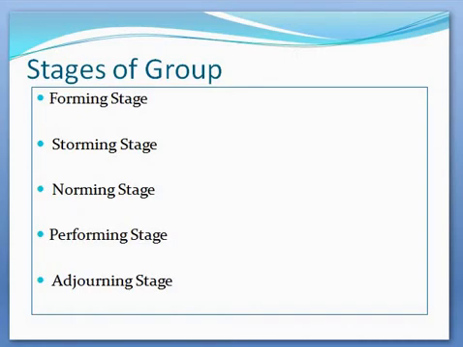First one is forming stage. When group members first meet, there is a great deal of uncertainty about the group, the goal, how it is to be achieved. People try to know each other and assess whether they will fit in. There is excitement as well as apprehensions. This stage is called the forming stage.